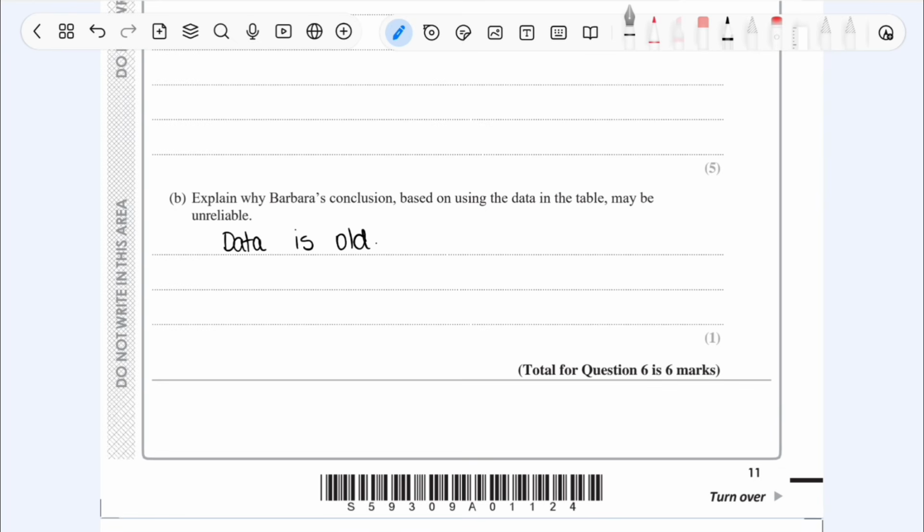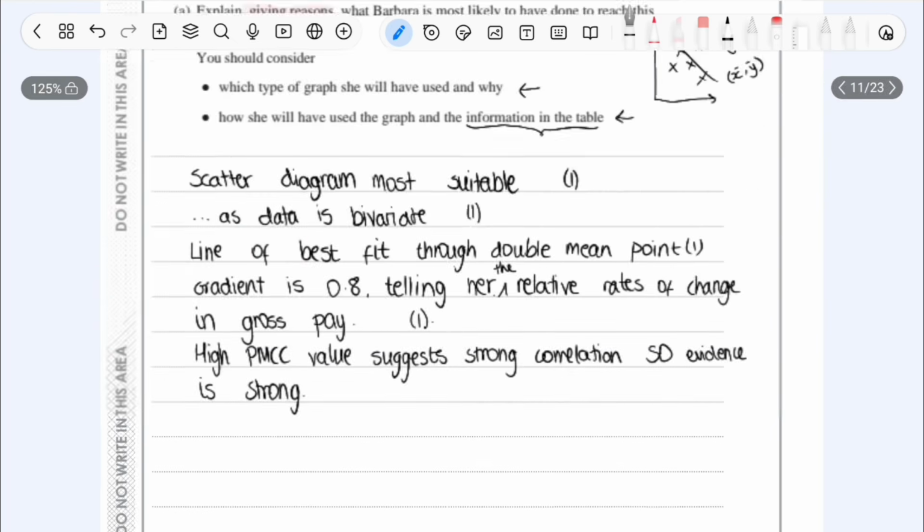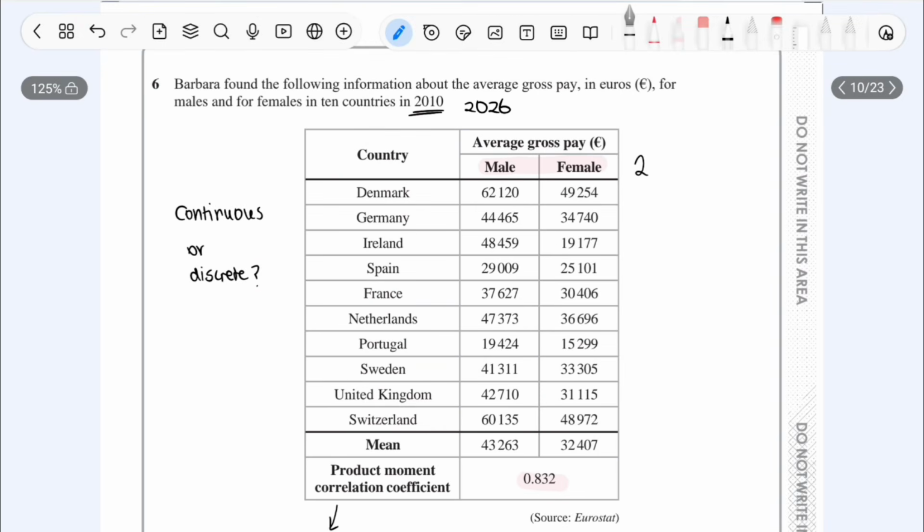Now, what could you also put? Well, you could put a small sample, and we saw it here. There's roughly 10 countries, not that many countries, and for each of the countries, there's only 1 representative male and female, which is not accurate at all.